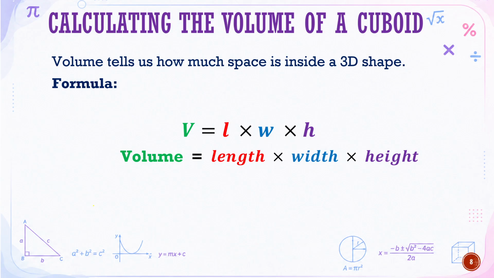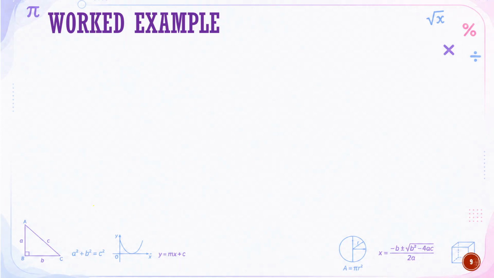In case of cubes, we have all the sides same. So that's why the volume was side multiplied by side multiplied by side, making it a cube of the side, right? But in case of cuboid, the sides are going to be different in their size. So the formula becomes length multiplied by width multiplied by height of the cuboid. All right, let's take a look at the worked example.